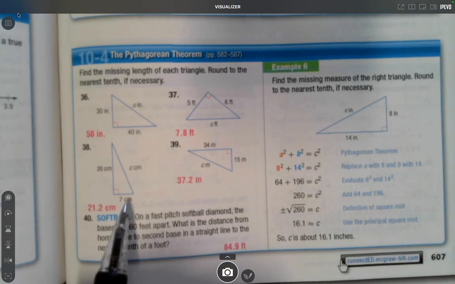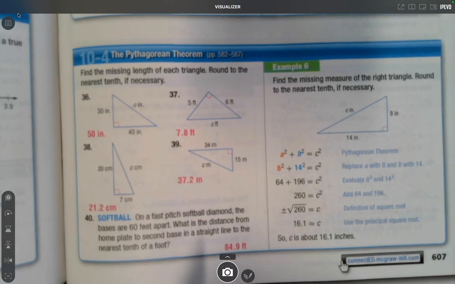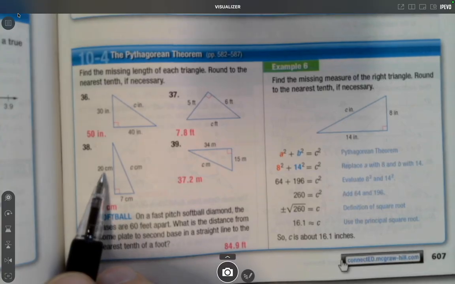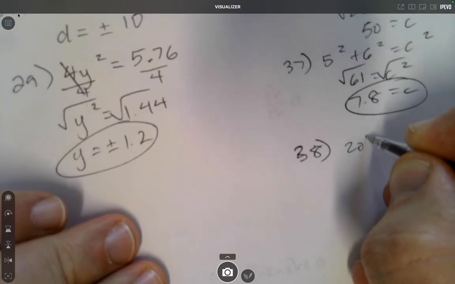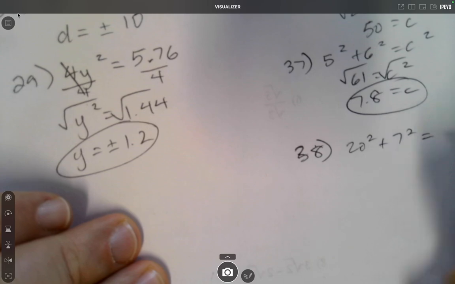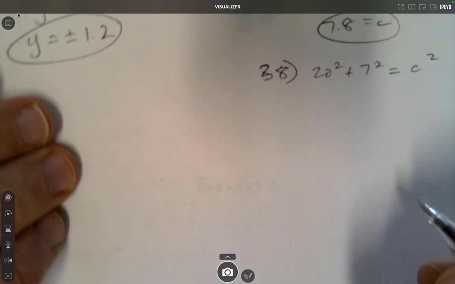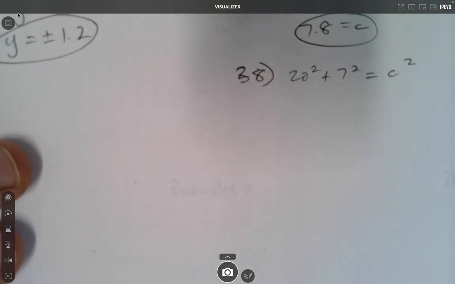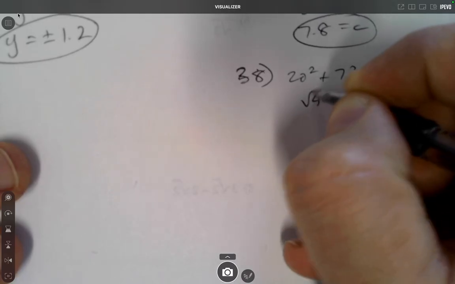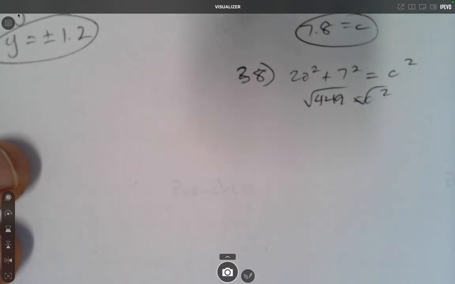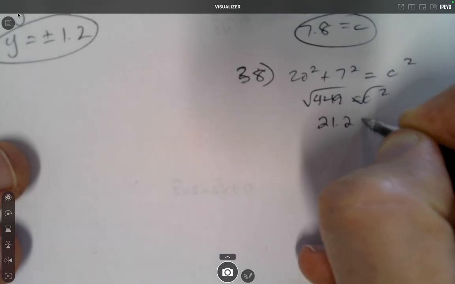Okay, now on 38, we're also trying to find C. So we plug in 20 for A and plug in 7 for B. So we do 20 squared plus 7 squared. That's 449. Then I take the square root of both sides. We get 21.2 equals C.